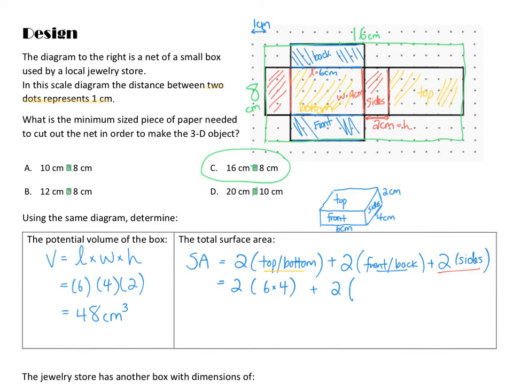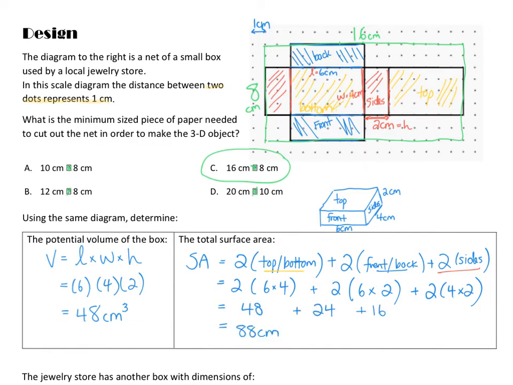The front and the back, the dimensions of those are 6 by 2. Again, it doesn't matter which order you write those in. And our sides, hopefully you can see it, they are 4 by 2. So you just need to do a little bit of simplifying here. Do your best, pause the video, and see if you can get it correct on your own.